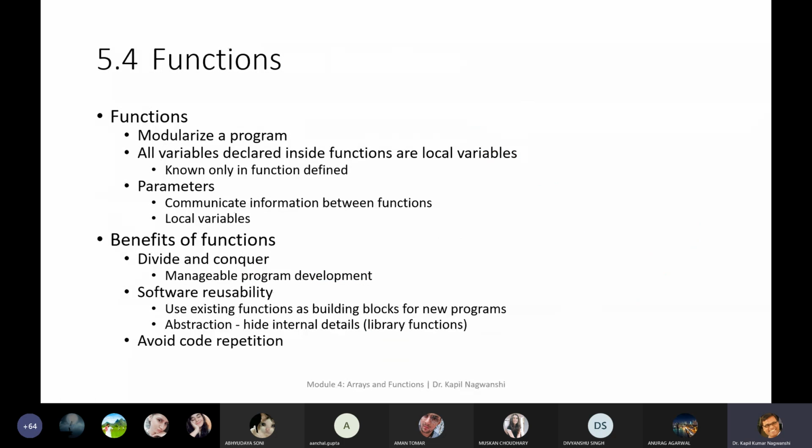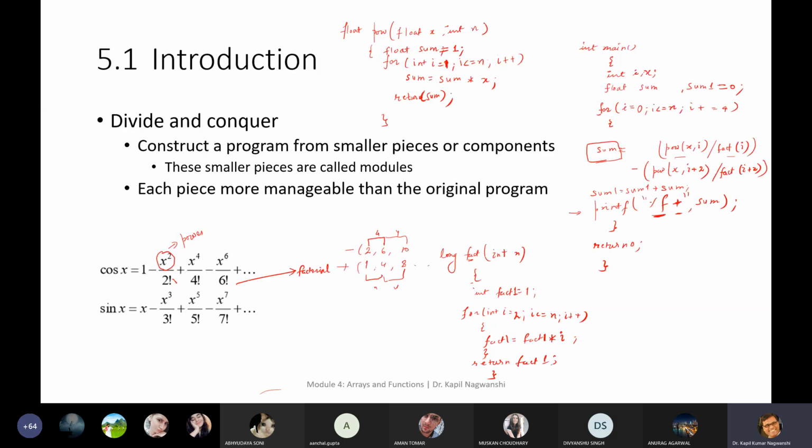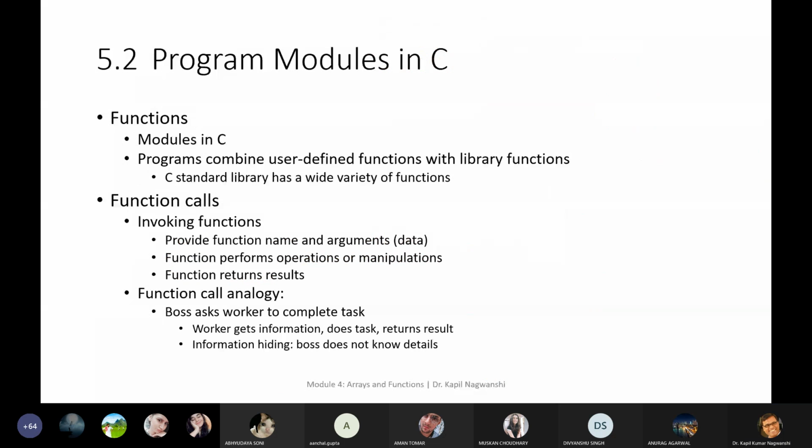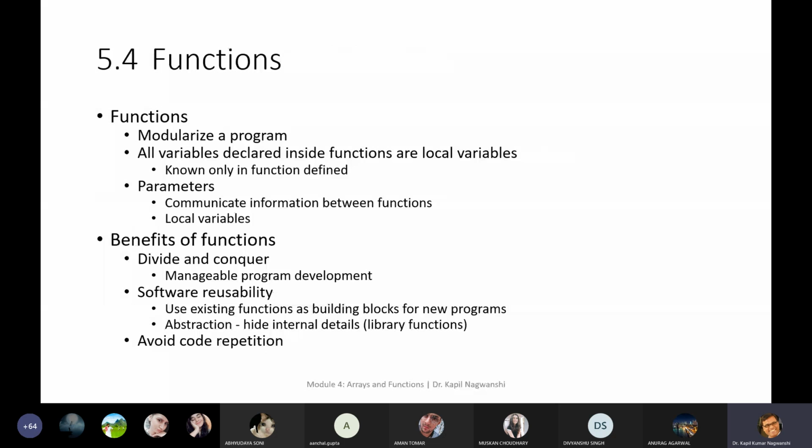So functions modularize the program. All variables declared inside functions are local variables. You cannot access these variables outside the function, they are known only in the function where they are defined. So here this sum is different from this sum, although used in the same program, because if we call the function, another sum will be created. This sum and that sum have different values. Both are not the same. Its scope is local.